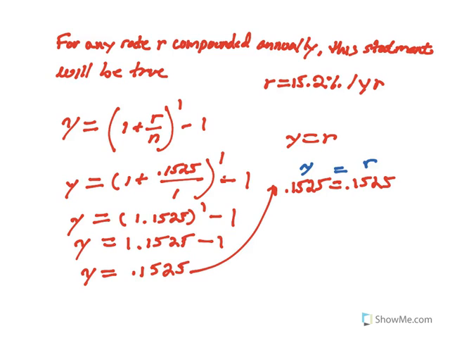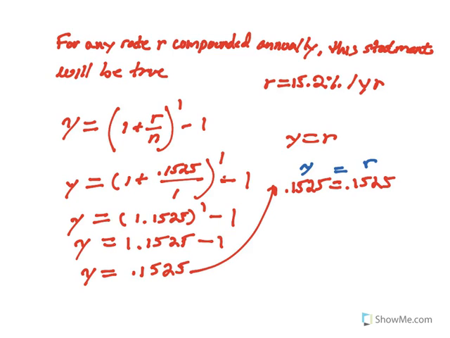So which one is the better deal? Well, the effective annual yield for the first investment is 15.25%. If you do 15% compounded monthly, that's a better investment because the effective annual yield for the second investment is higher than the effective annual yield for the first investment. So the second one is the way to go, which is 16.08%.